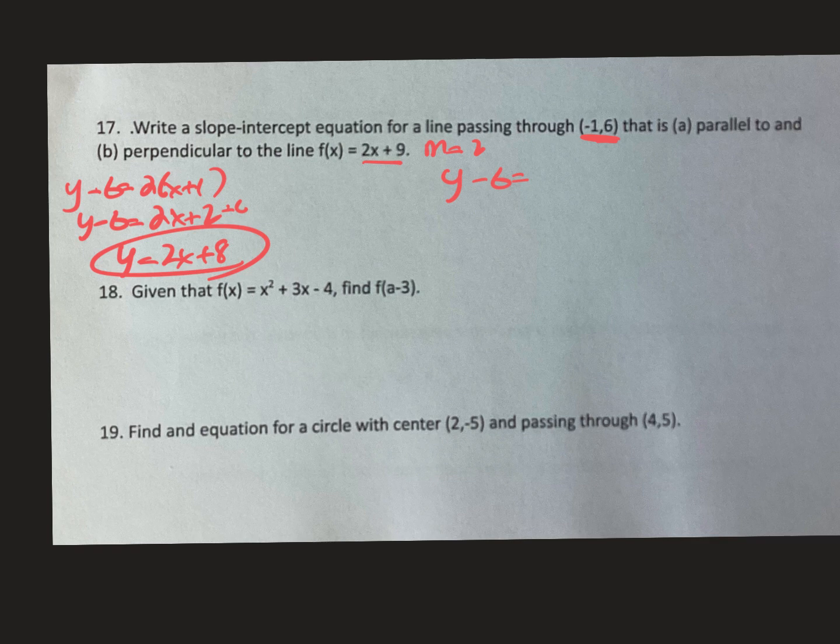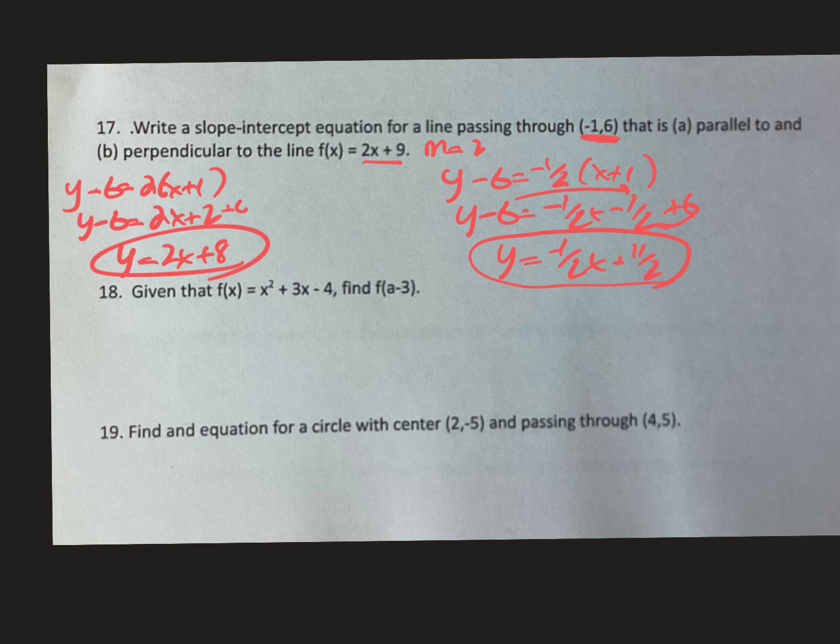Part B, perpendicular, same setup. Except instead of using slope 2, use the opposite reciprocal. So change the sign and flip it. So I would distribute the negative 1/2. And then just move the 6 over. So I get negative 1/2 x. If I move that 6 over, it becomes plus 6. I'm going to do 6 times 2, which is 12, minus 1, which is 11 halves. And there's the answer to part B.